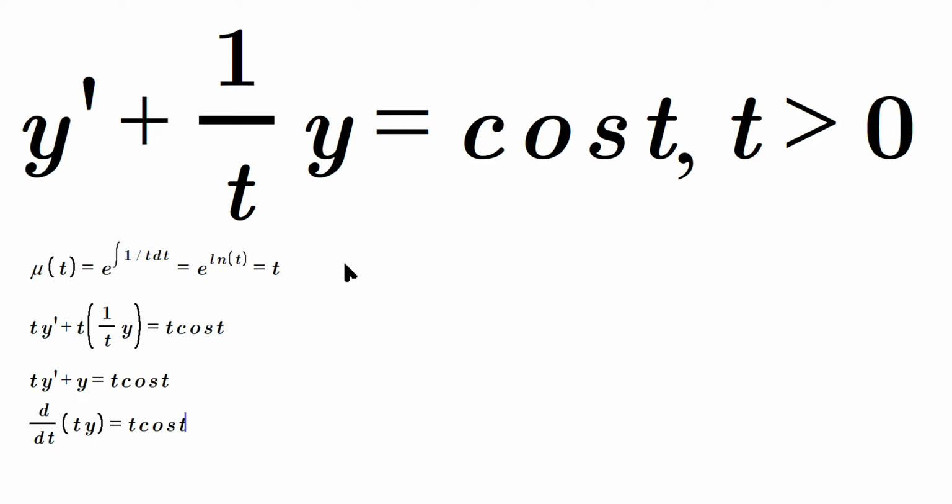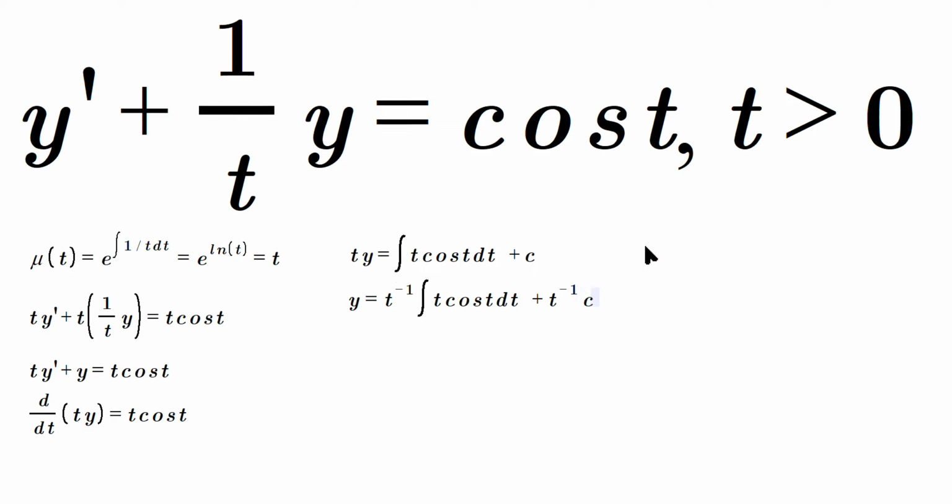From here, we can just anti-differentiate both sides. So when you do that, you're going to have ty, that gets isolated. But on the right side, you're going to have the antiderivative of t cosine t dt. And if you like, you can add a constant c. Then either you divide by t or you multiply by t to the negative first. You end up with y is equal to t to the negative first times the antiderivative of t cosine t dt, plus t to the negative first times c. For now, I'll write it this way.